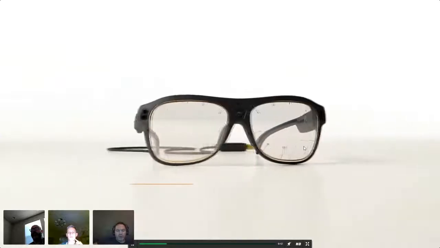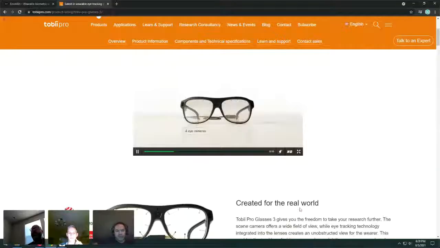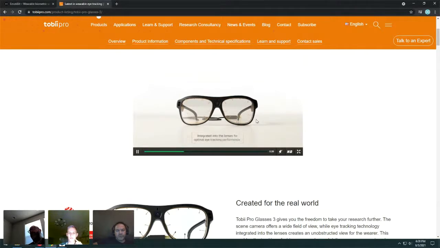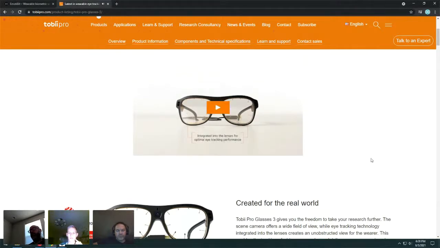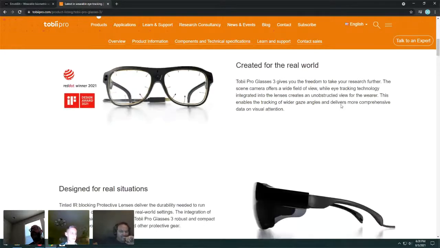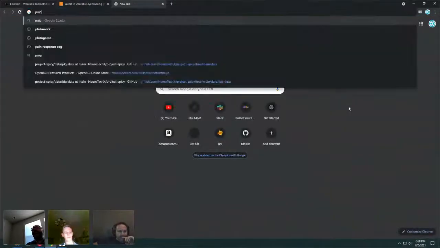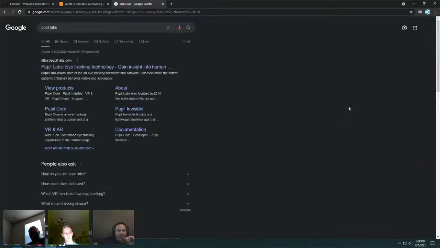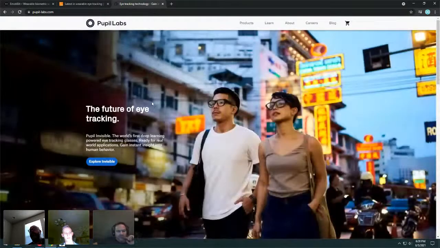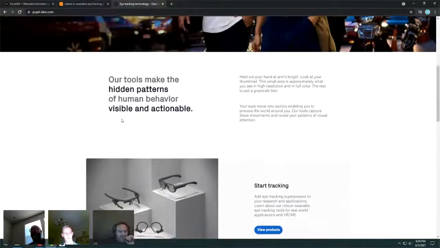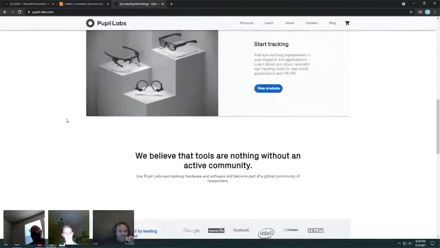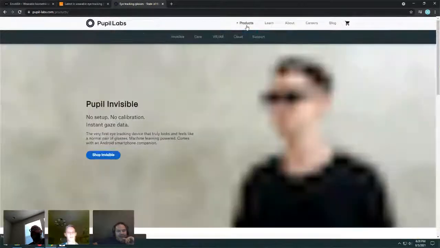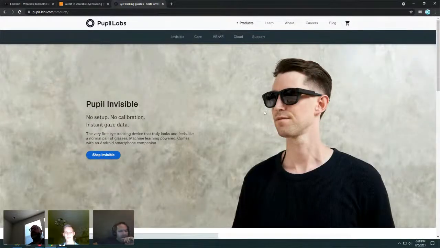What's the price point of these glasses? These are really expensive. The previous model, the Tobii 2, was approximately $30,000. There is a cheaper one from Pupil Labs, from Berlin, and you can get these for like $5,000. Slick. It's a slick design. Yeah, it's nice.